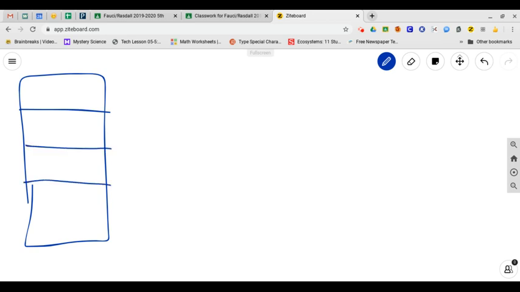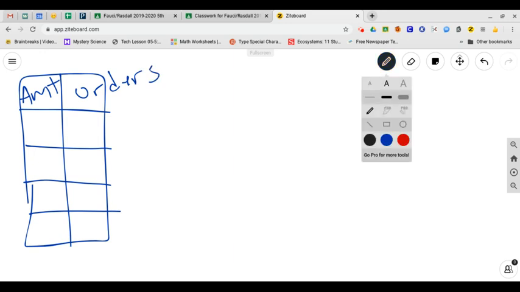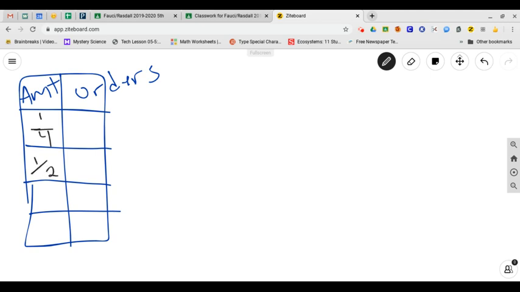And here's what I have. I have the amount. Here's going to be my amount. I'll abbreviate that, and it's going to be the orders. Okay, so let's put in the amounts first. I can have 1/4 pounds of cheese. I can have a half pound. I can have 3/4, and I can have 1. And that's good for now. We just do it simple.